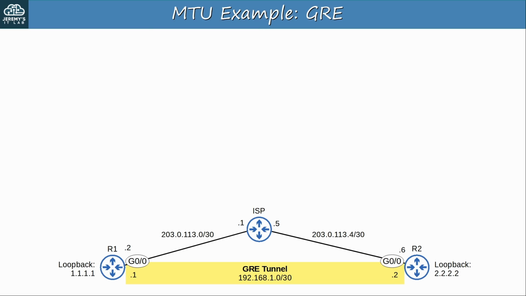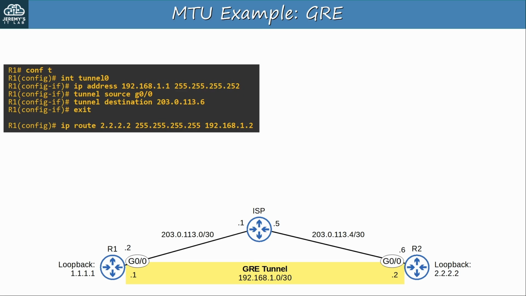And now, let's build the GRE tunnel. Here is the configuration on R1. I created the tunnel 0 interface, assigned it an IP address, 192.168.1.1/30, configured R1's G0/0 interface as the tunnel source, and R2's G0/0 IP, 203.0.113.6, as the destination. Finally, I configured a route to R2's loopback interface, 2.2.2.2, telling R1 to use R2's tunnel IP, 192.168.1.2, as the next hop.